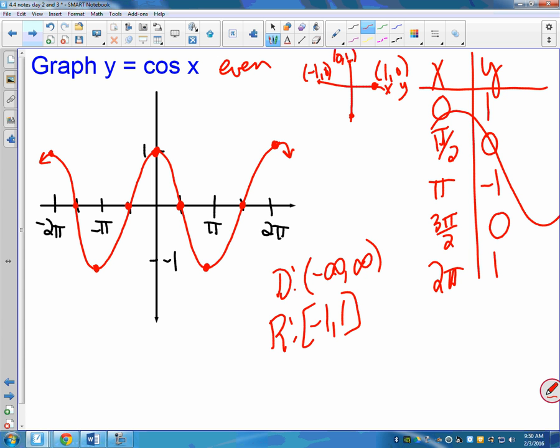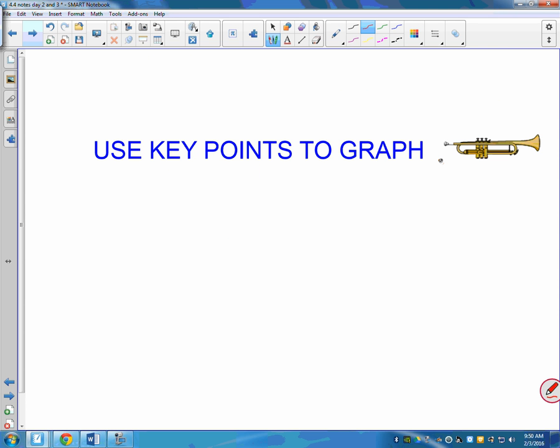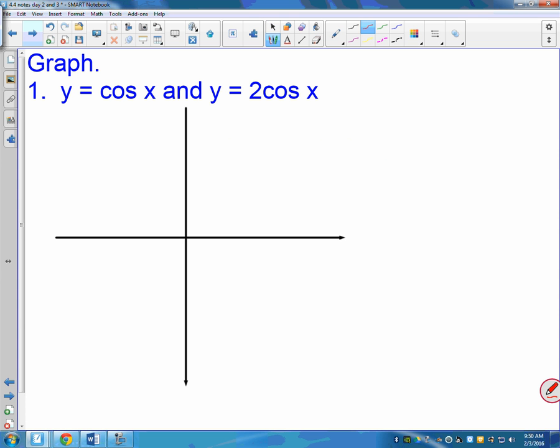Right, what is that? Oh look, I had a little sound here for you. Use key points to graph. Those are the nice numbers. So let's see. Oh, I got the notes.